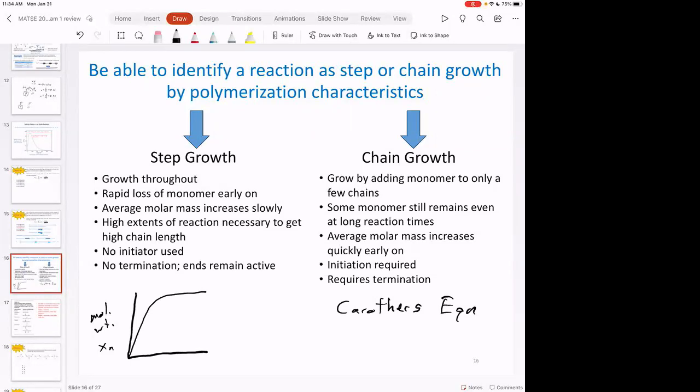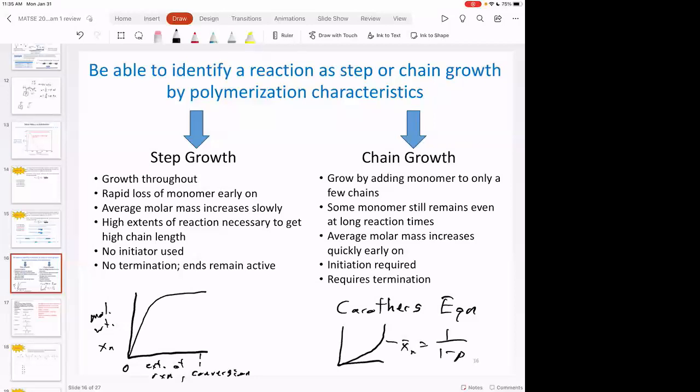And we have extent of reaction, also called conversion, down on the x-axis from 0 to 1. So we don't have an equation yet for step growth polymers. We might get to it, or you'll get to it in your advanced classes. And you know that Carruthers equation is the shape of this curve right here. X bar n, 1 over 1 minus p.